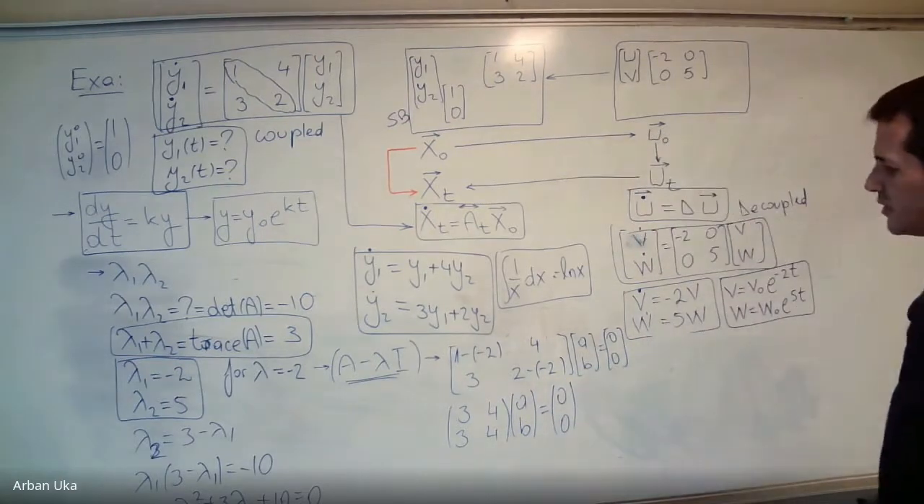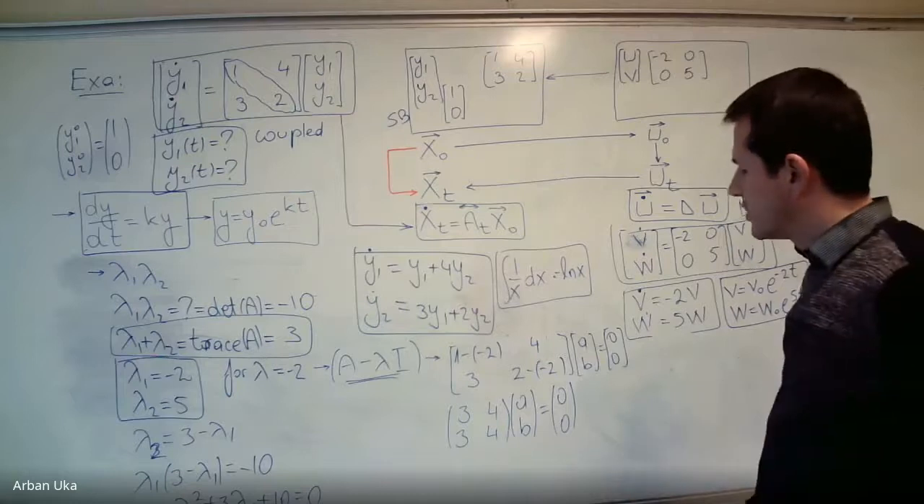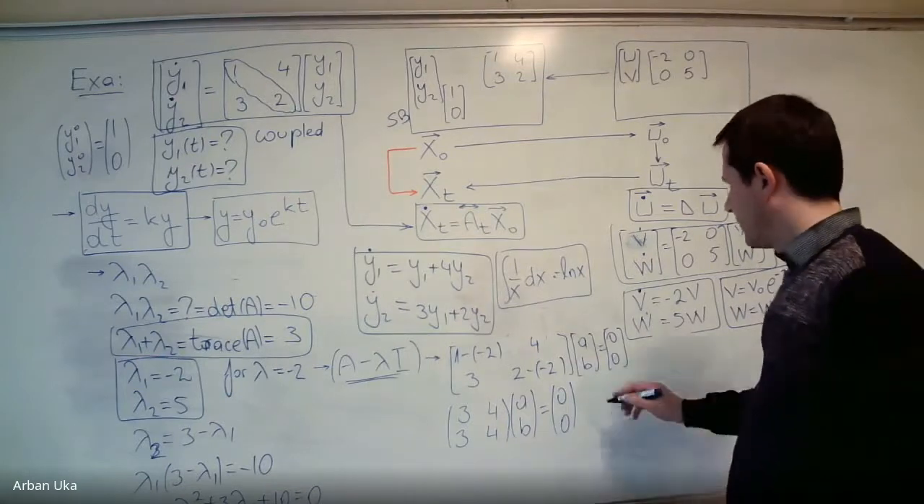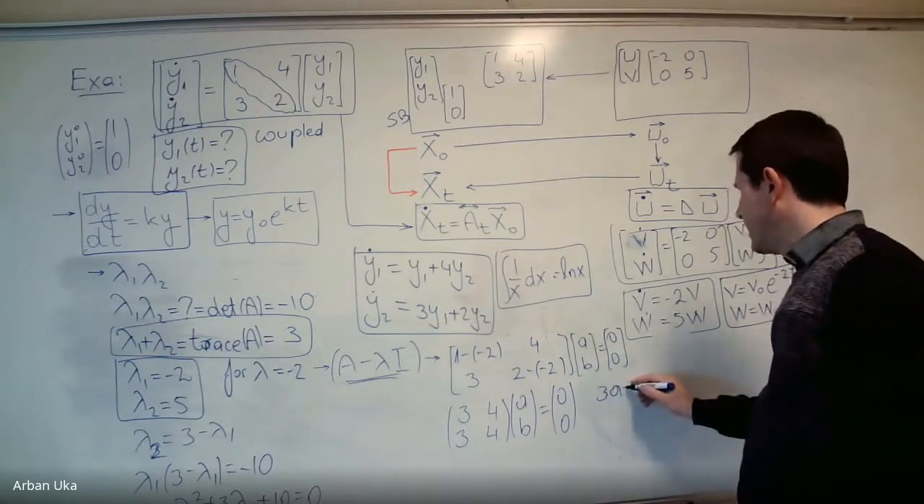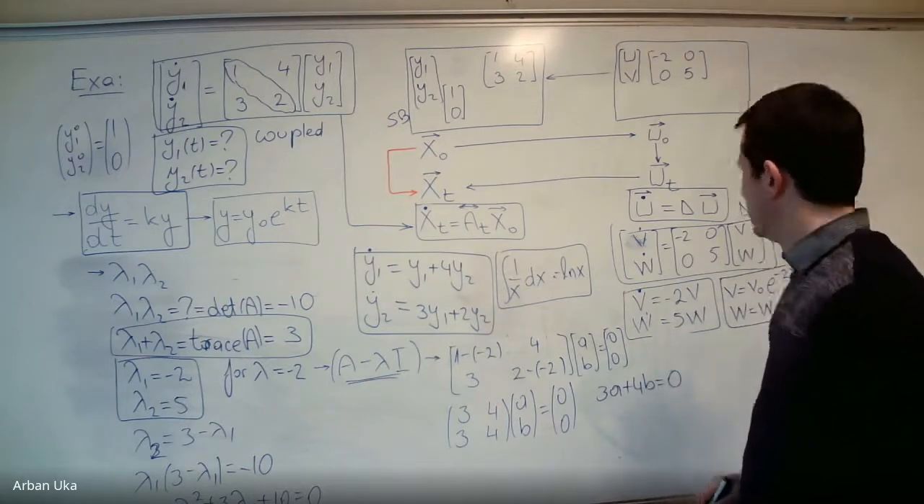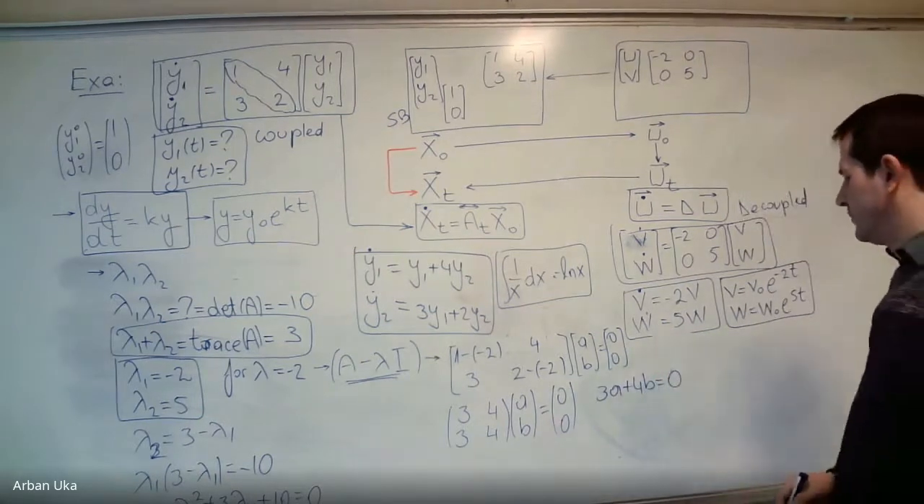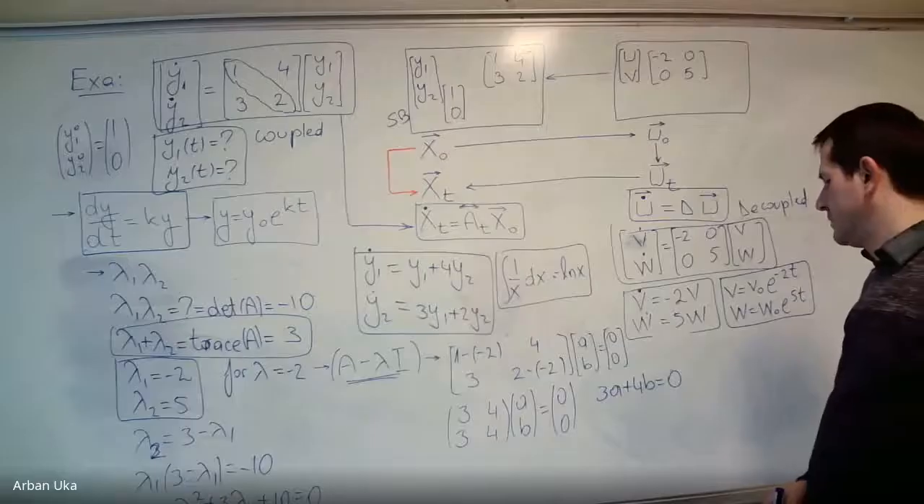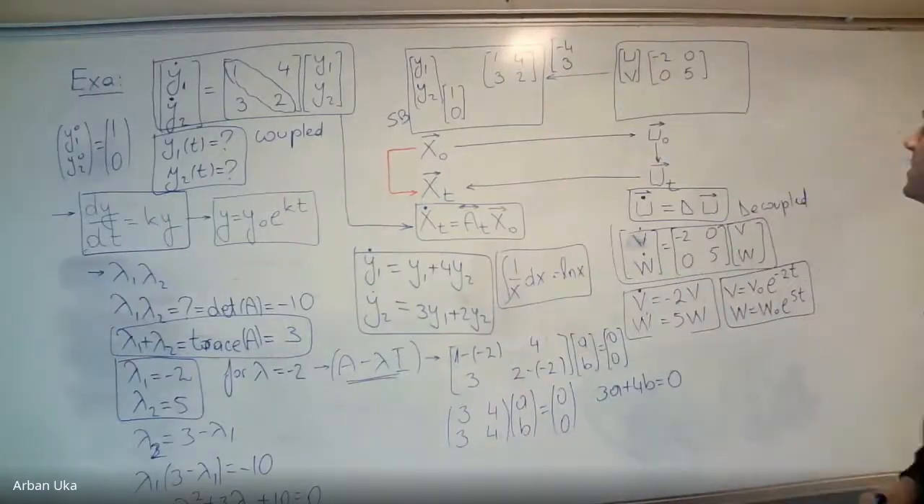So can you find a pair of A and B that satisfy this condition? This is 3A plus 4B equal to 0. So what is a pair of A B? A equals minus 4B over 3, so minus 4, 3, this is the value.